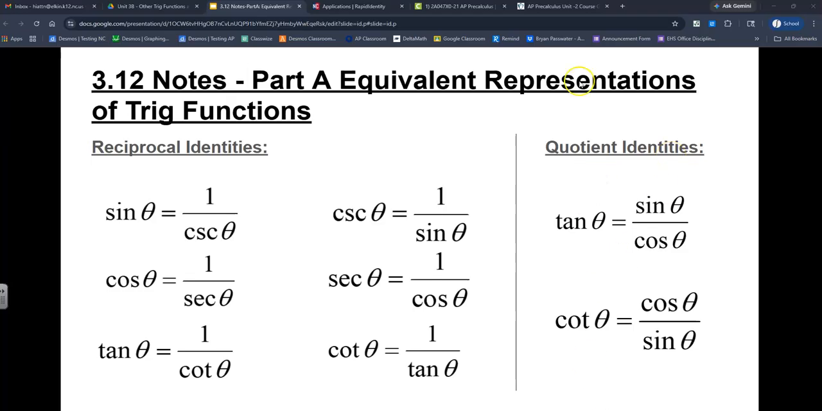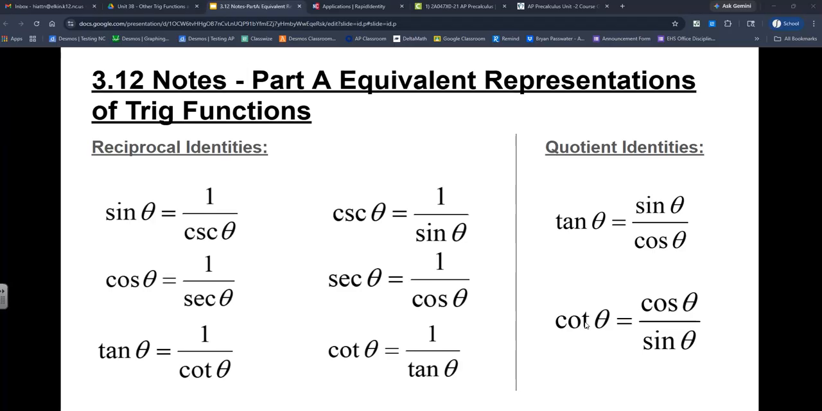And so we used this yesterday. We've already seen that tangent is sine over cosine, right? That's the y-coordinate over the x-coordinate. We probably used y over x more often from the unit circle, but y is sine, x is cosine. So sine over cosine. Cotangent is the reciprocal of that. It's flipped, right? So cotangent is cosine over sine. We talked about that yesterday as well.